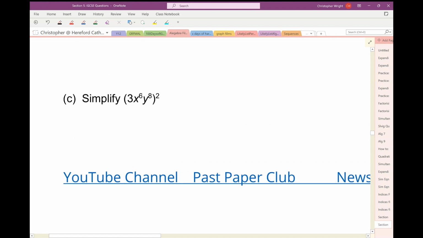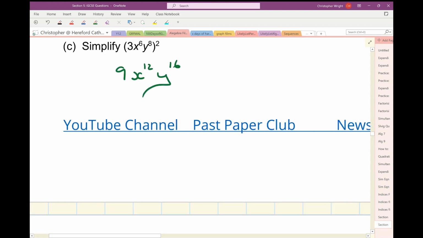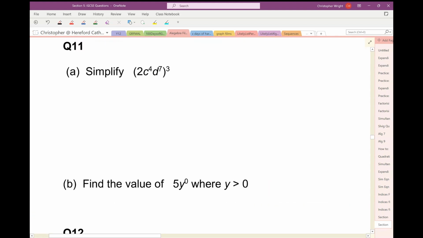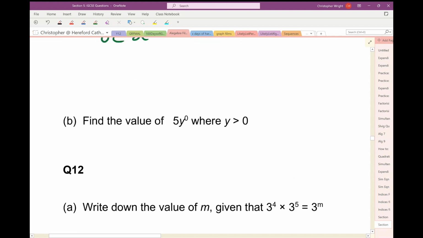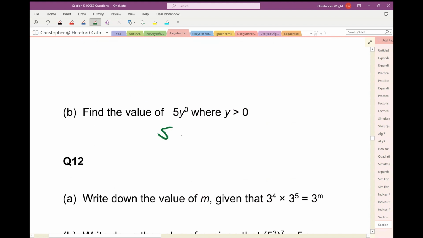And part C, I'm going to raise 3 to the power of 2. x to the 6 squared is x to the 12. And x to the 8 raised to the power of 2 is x to the 16. Question 11. Right, 2 raised to the power of 3 is 8. c to the power of 12, d to the power of 21. Part B, find the value of 5 times y to the 0. Well, anything to the 0 is 1, so that is simply 5 times 1, which is 5.